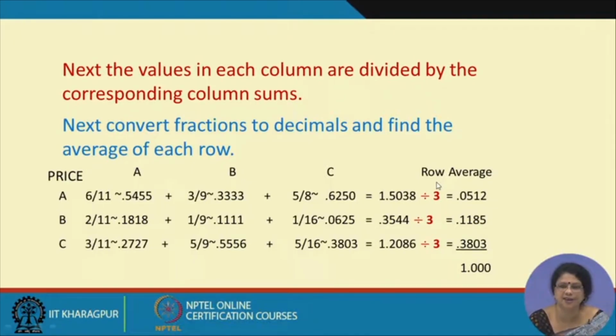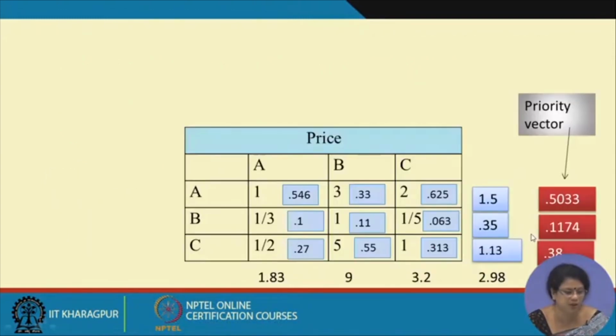But if I just include the cost of labor here, the situation may differ. It may not happen that ABC will be the order of increasing. Here the values are in increasing order. This is what we call the priority vector, but it is also called the preference structure with respect to price for A, B and C. The same thing we have summarized in this table.